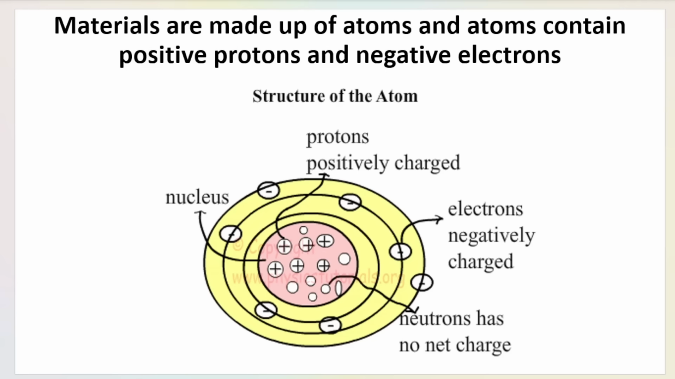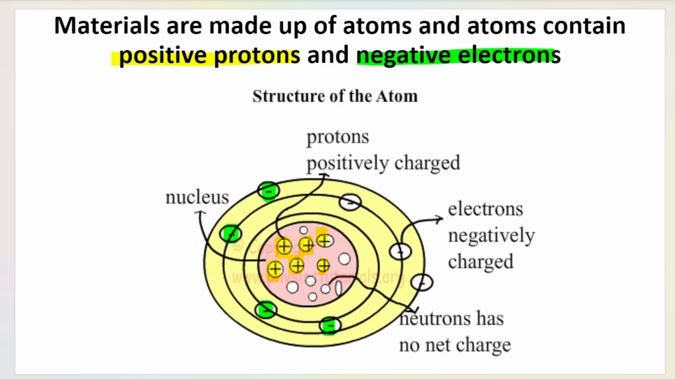Electrostatics is all about charge. It's all about electrons. The first thing that you need to know is that materials, so objects, surfaces, me, you, everything around us is made up of atoms. And atoms contain positive protons, found in the nucleus, and negative electrons. As you should know, electrons are found in the outer orbitals. We also have neutral neutrons, but those aren't really involved here.